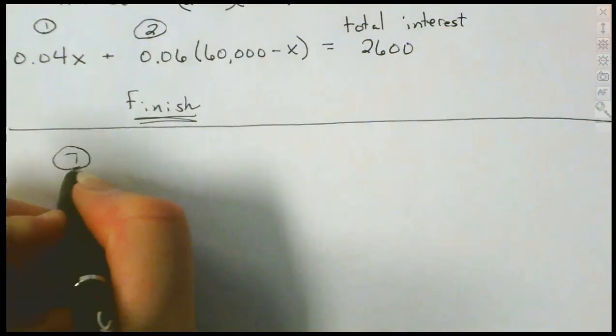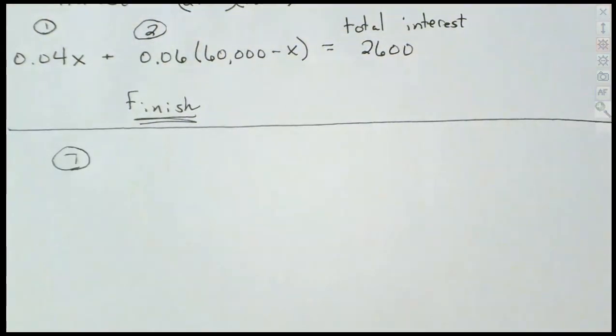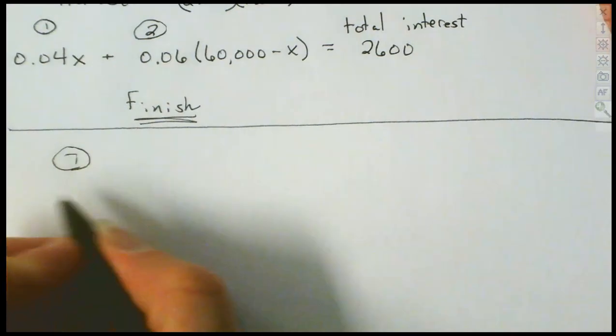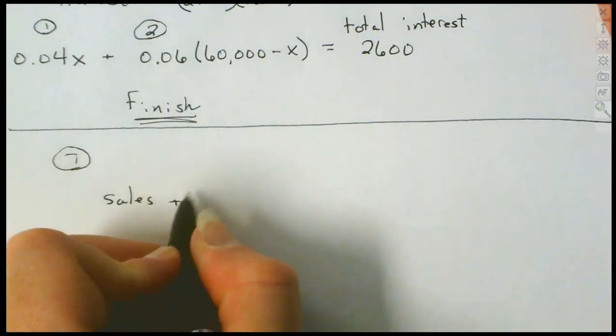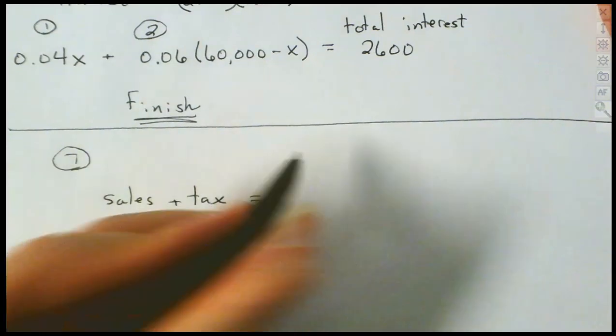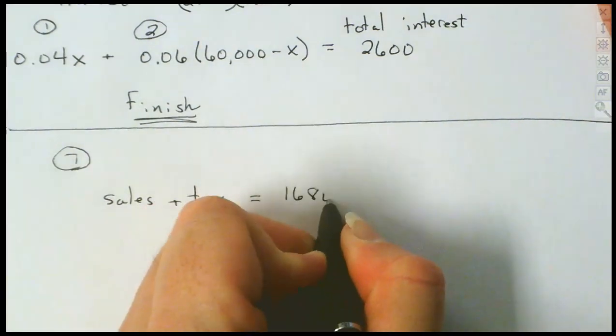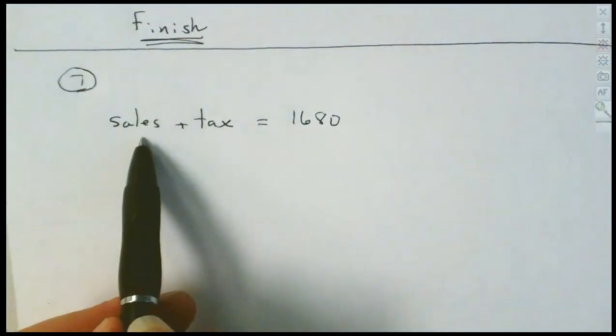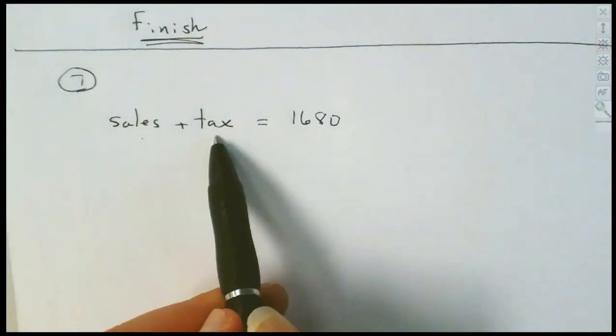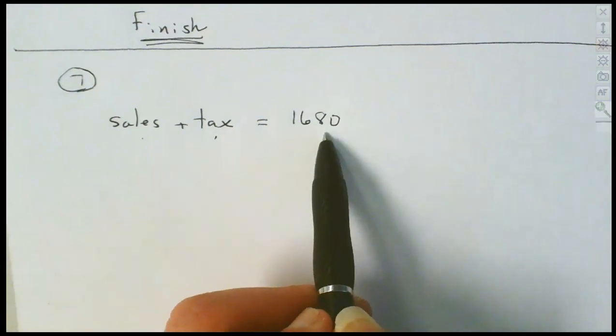So question 7, I've got $1,680 in the cash register. So this is going to be the sales plus the tax. That's going to equal $1,680, right? So that's what we've got. So we've got the sales of the items, tax, and that gives me that $1,680 total.